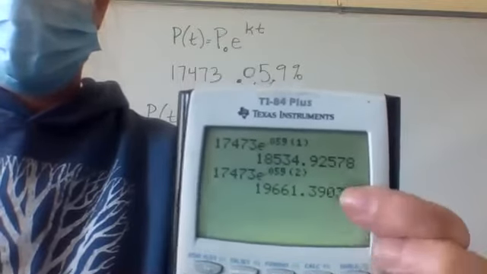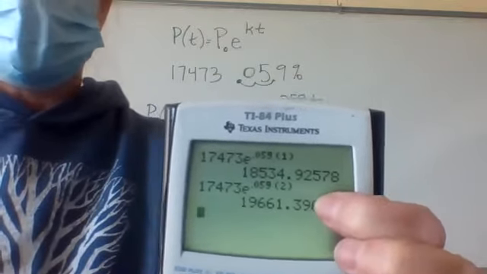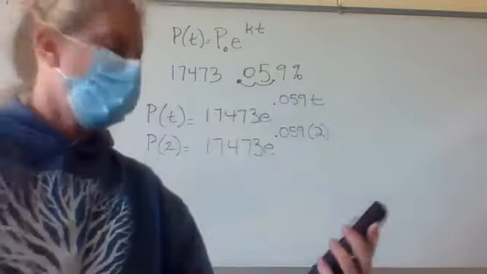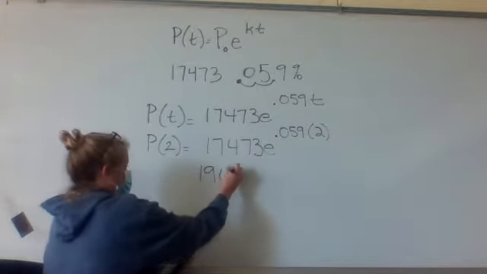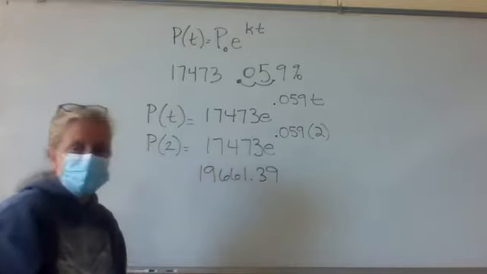Round it to 2 places. So 0.390, which means your 39 just stays 39. It doesn't need to round up. So after 2 years, you've got 19,661 and 39 cents.